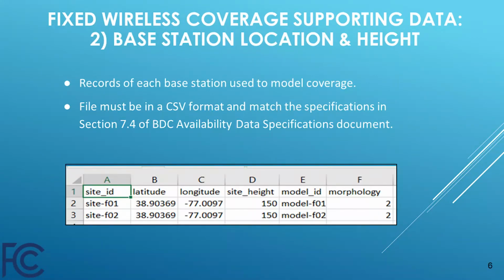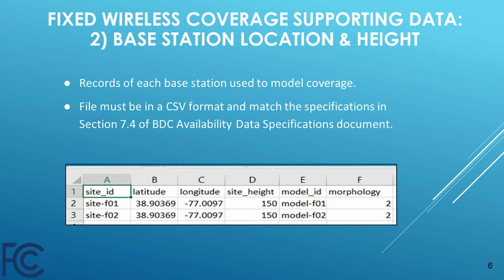Next, filers of terrestrial fixed wireless broadband availability data will need to submit information about each base station used in the propagation model that generated the coverage areas. The information to be submitted about each base station includes the site ID, the geographic coordinates, height, and morphology of the base station, and the ID of the propagation model used to generate coverage at that base station. The image at the bottom of the slide displays an example of a fixed wireless base station location and height file.